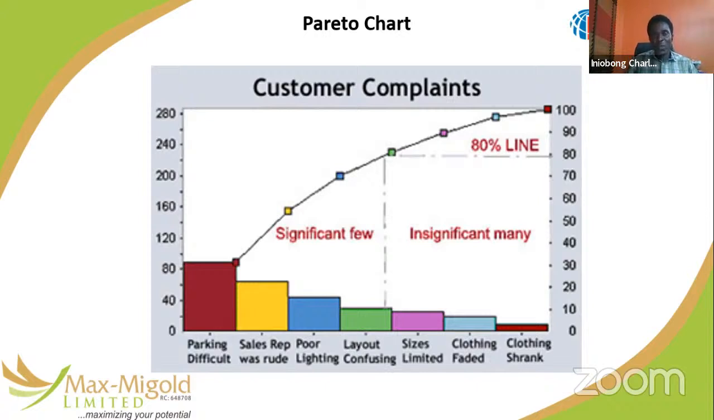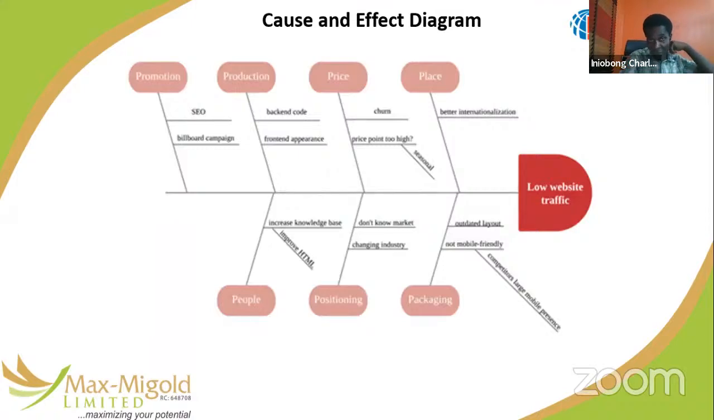So when you see that you have so much issue in your location, your facility, it will drill down to the 20%. You see that cost is from 20% of the things that are happening in your facility. Then we have the cause and effect diagram, the Ishikawa fishbone diagram, that shows a particular effect, for example, from this slide, you see low website traffic.